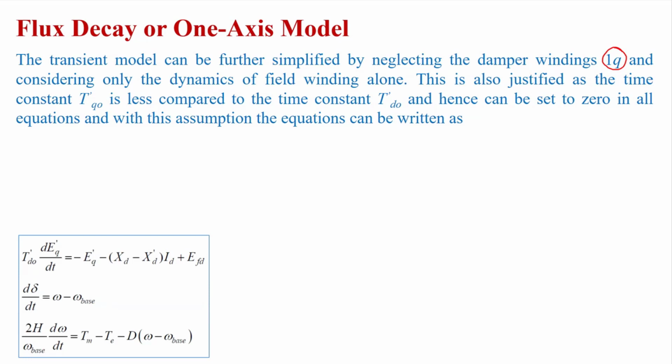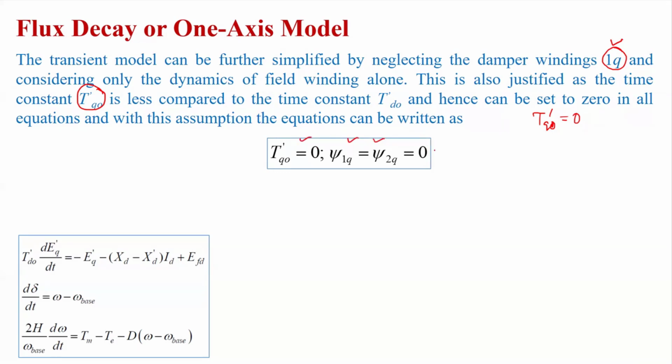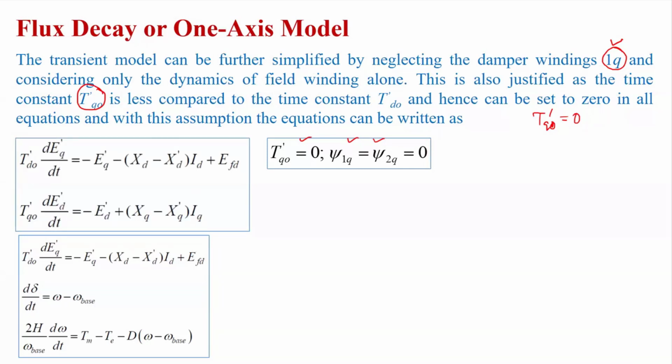This is also justified as the time constant TQO dash is small compared to the time constant TDO dash. So TQO dash will be neglected because it is very small compared to TDO dash when we are neglecting the effect of the damper winding 1q. Only TDO dash will be there, hence TQO dash can be set to 0. In all the equations, with this assumption, we have considered TQO dash as 0, and psi 1q and psi 2q both as 0. So the equations now become this.